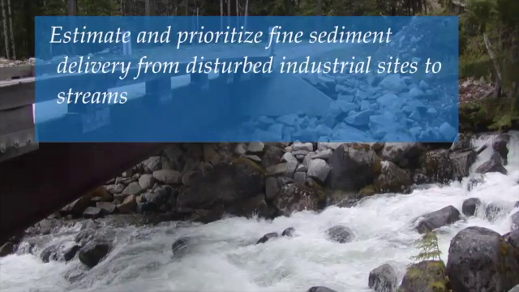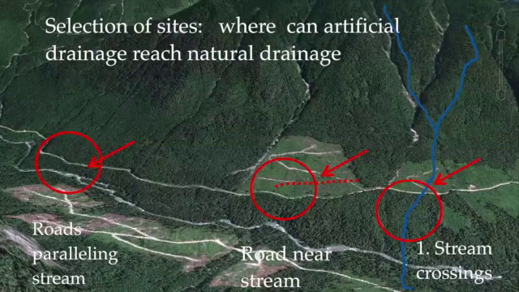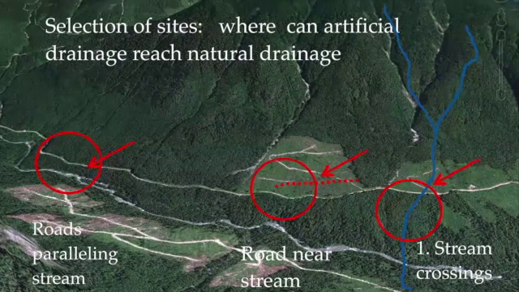When we do these assessments, we are looking for any place where the increased surface flow from that road or cut block, or even a landslide surface, allows the surface water to reach the natural stream, which would otherwise be impossible. So in this example, we look for wherever the road crosses a stream. There is an opportunity for sediment from that road to reach the stream.